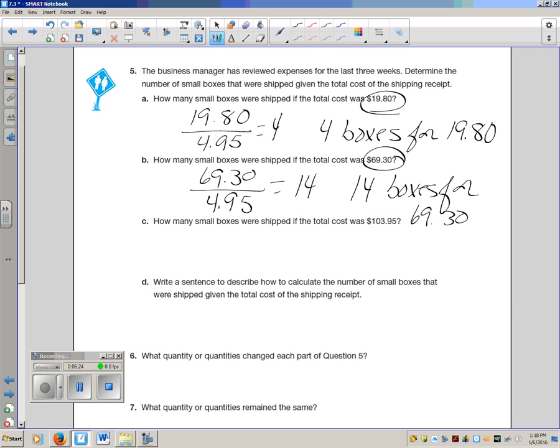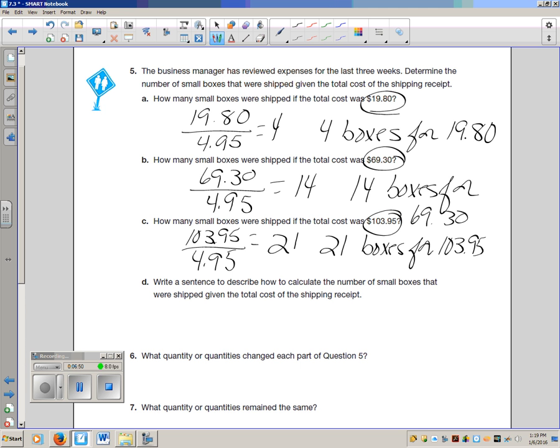Now you know the total cost this time is $103.95. We're still dividing by the cost of 1 box. 103.95 divided by 4.95 equals 21. 21 boxes for total cost of $103.95.